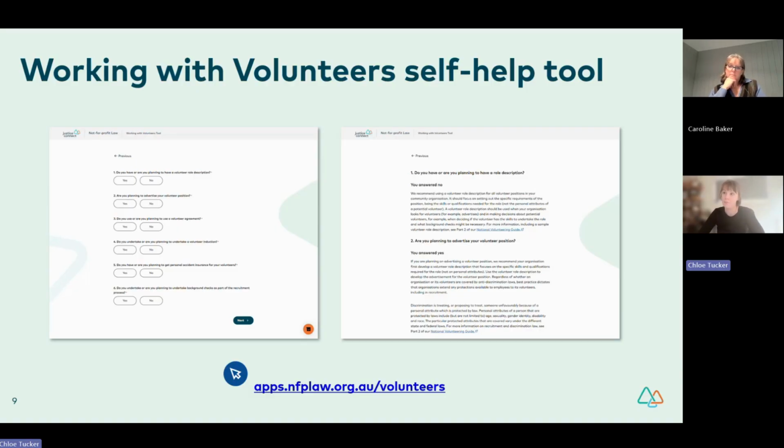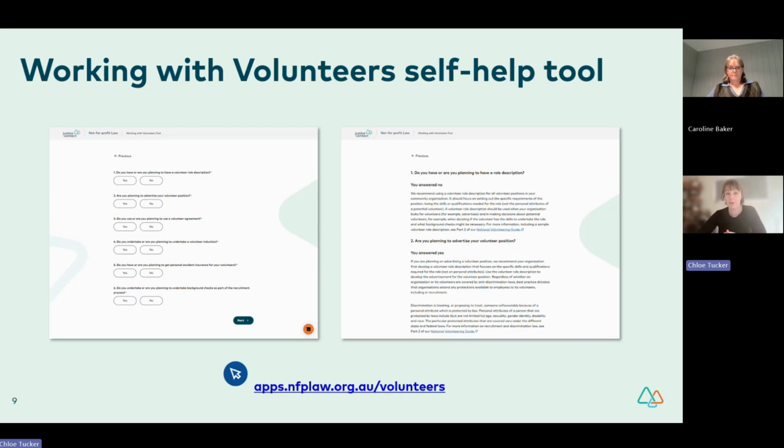the volunteer relationship. For example, it will ask you a series of questions about volunteer recruitment, including: do you have or are you planning to have a volunteer role description? Are you planning to advertise your volunteer position? Do you use or are you planning to use a volunteer agreement? Do you undertake or are you planning to undertake a volunteer induction? Do you have or are you planning to get personal accident insurance for your volunteers? And do you undertake or are you planning to undertake background checks as part of the recruitment process?